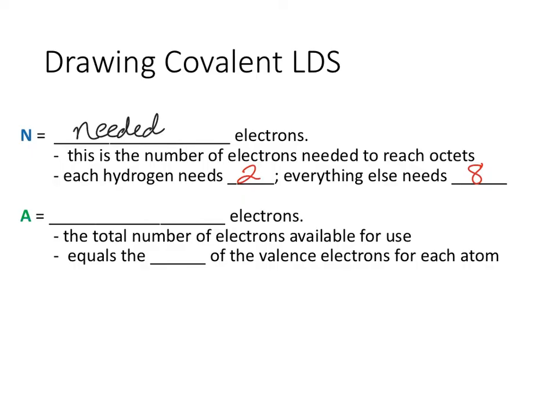Our next step is to determine the available electrons. And this is the total number of electrons that we have available for our use. And it's equal to the sum of the valence electrons for each atom in your compound. Remember, we can determine the number of valence electrons based on the group number.